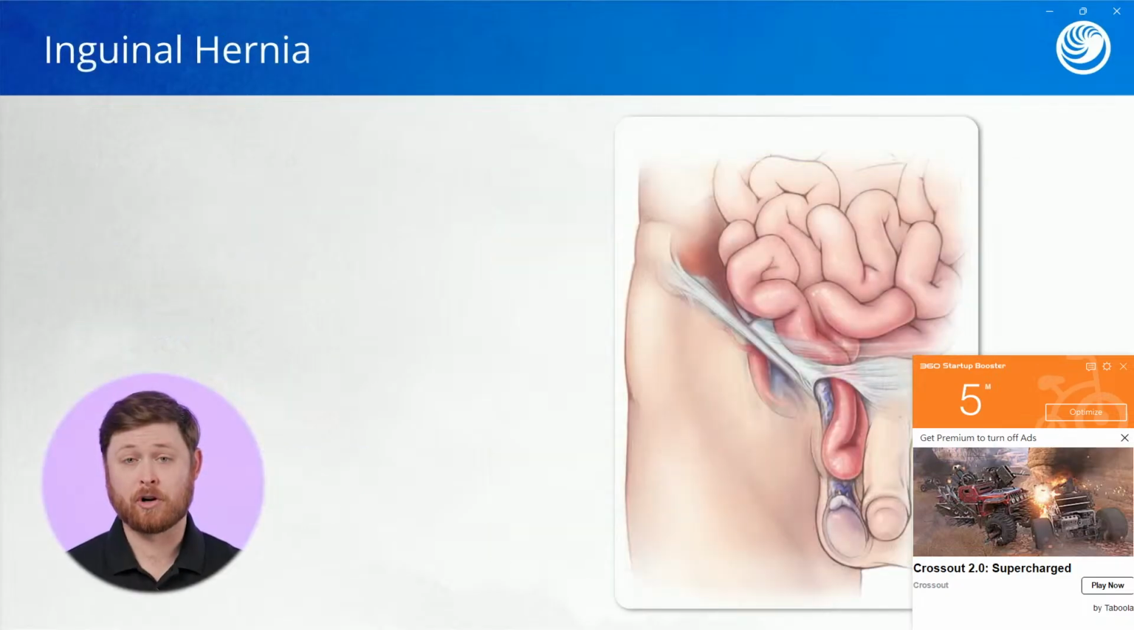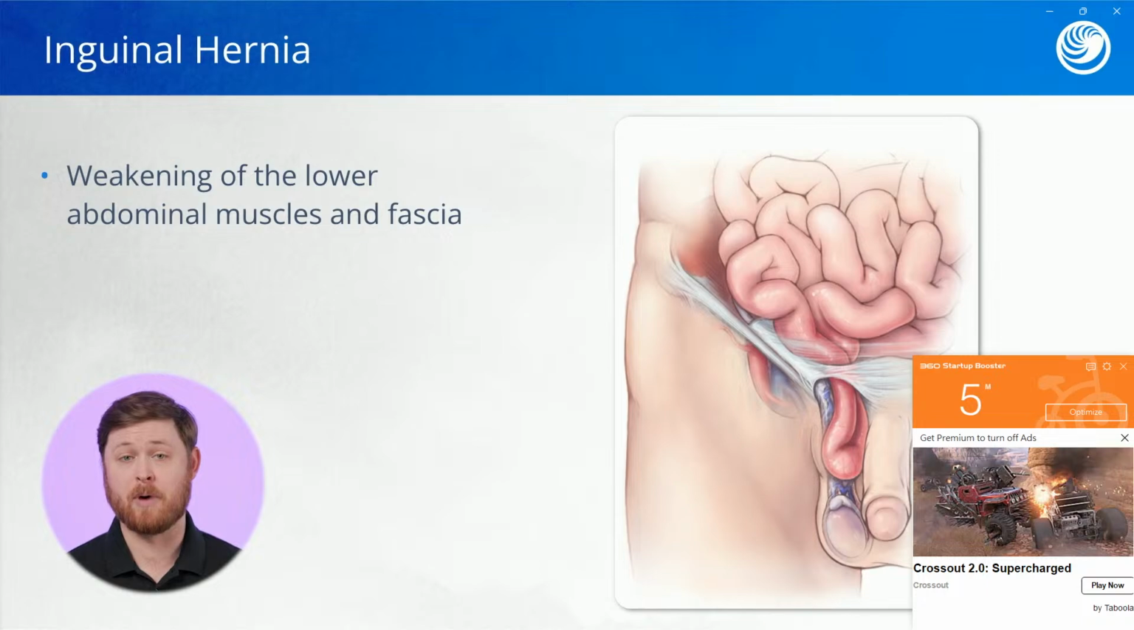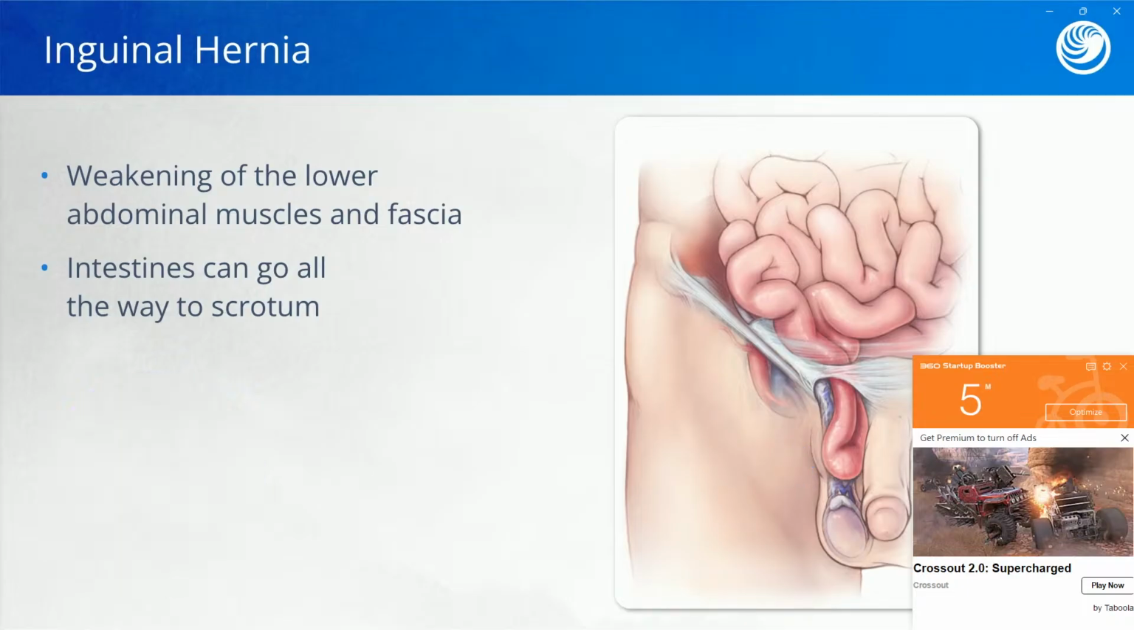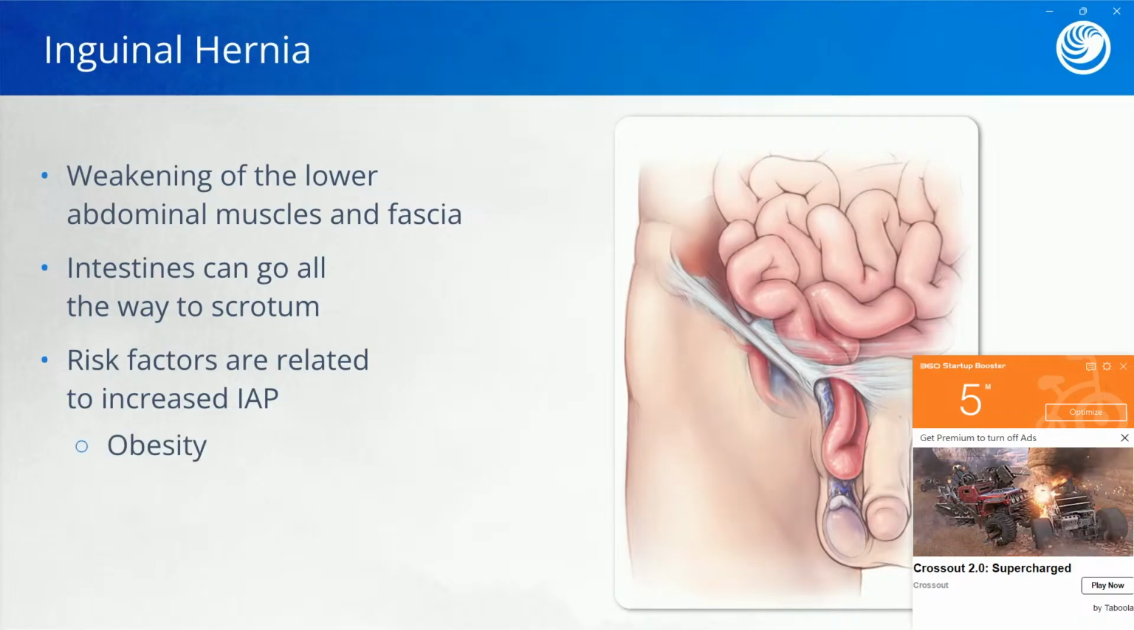An inguinal hernia occurs from a weakening of the lower abdominal muscles and fascia, and this is more likely to occur in males than females. When the lower abdominal tissues allow for protrusion, the bowel can descend all the way down to the scrotum, as we can see on the image here in this slide. Just like the other 2 types of abdominal hernias, risk factors for inguinal hernias are associated with an increase in intra-abdominal pressure. This includes things like obesity, chronic constipation, or the presence of a chronic cough.